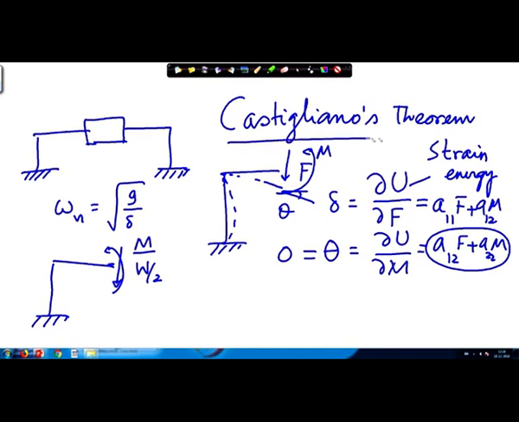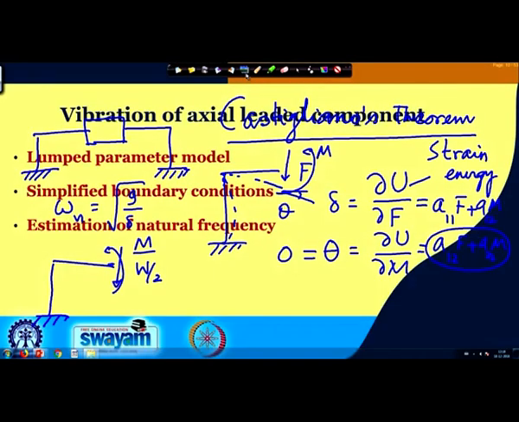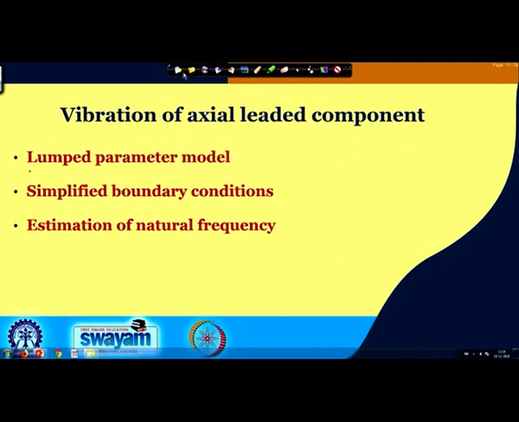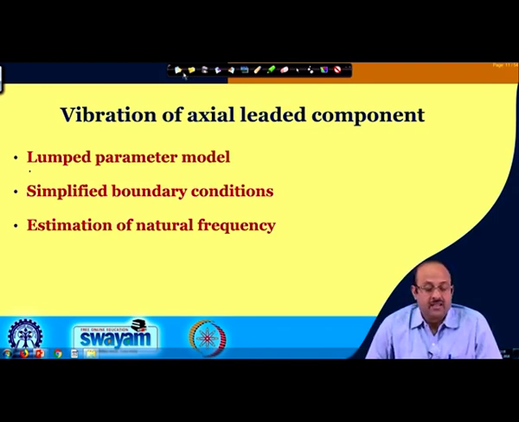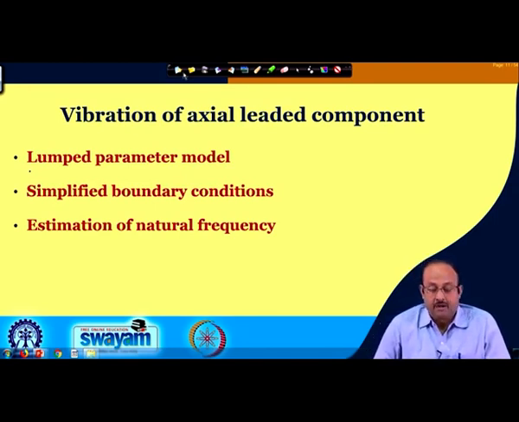So, Castigliano's theorem can be used not only for this kind of situation, but for very complicated situations, and ultimately we can get the value of delta here. Knowing the value of delta, we can find out omega n. Okay. So, we have now seen the vibration of an axially loaded component with a lumped parameter model with the simplified boundary condition, which was very important, and we have estimated to some extent the natural frequency of the system.